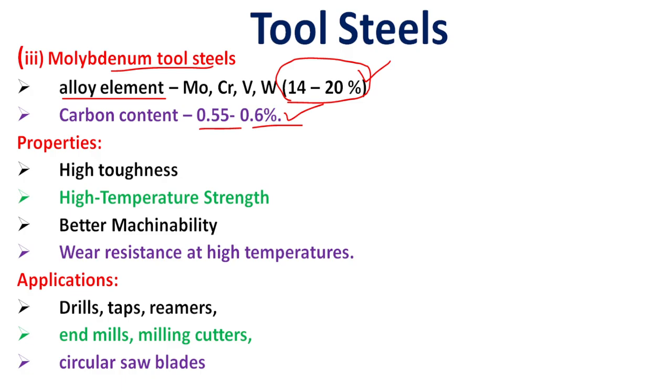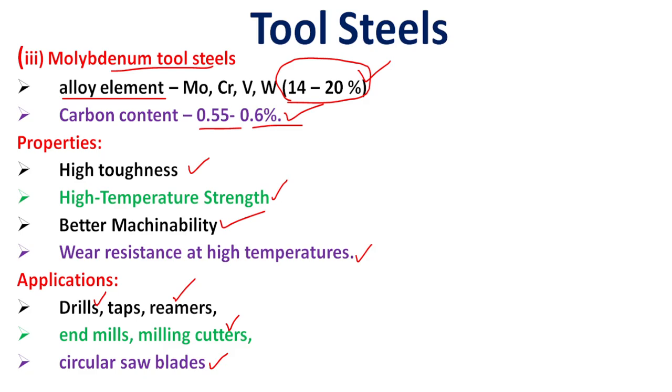The properties of molybdenum tool steel are high toughness, high temperature strength, better machinability, and high wear resistance at high temperature. It is used for drills, taps, reamers, end mills, milling cutters and circular blades. These are the applications of molybdenum tool steel material.